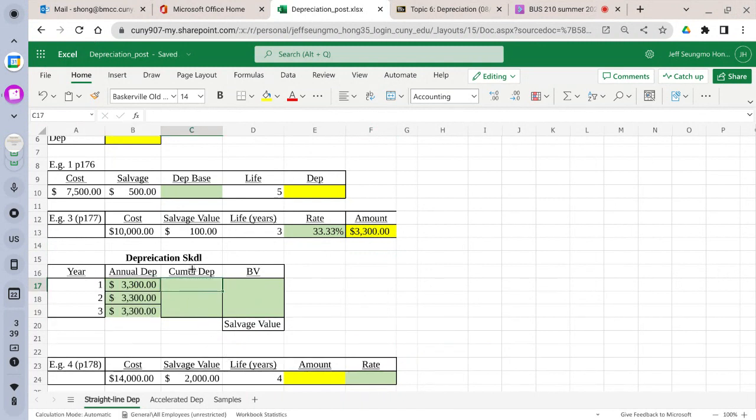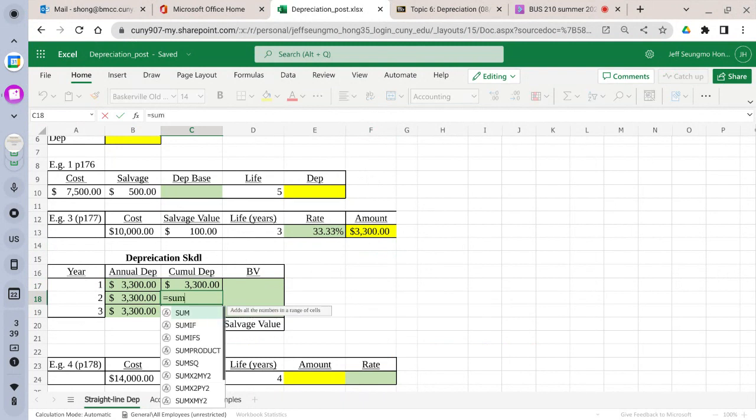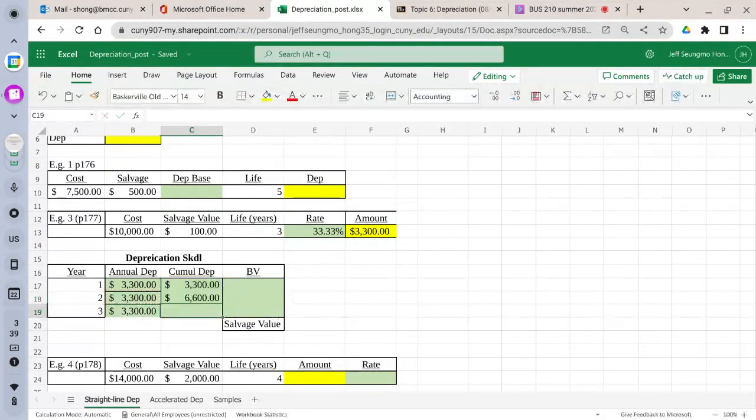And then that's accumulated depreciation. Cumulative or accumulated means the same thing. In the first year, it's just itself, right? But in the second year, it's the sum of these two, this and this. Think about it, 2 years later, accumulated depreciation must be 6,600. And then from then on, you can drag it down, right?